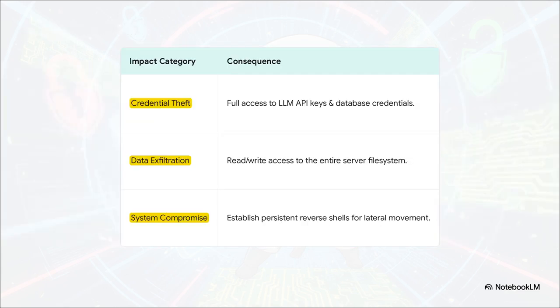An attacker can read all of your environment variables. We're talking LLM API keys, database credentials, cloud tokens, everything. They get full read-write access to the server's entire file system. And from there, it's trivial to establish a persistent reverse shell to pivot and start moving laterally inside your network.